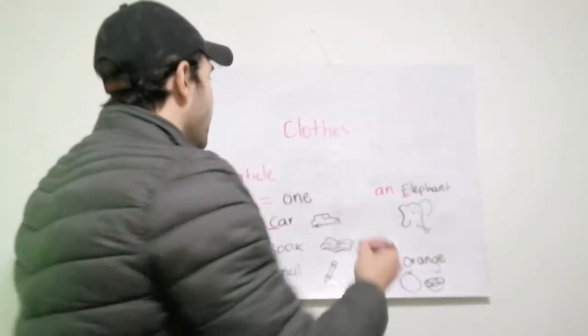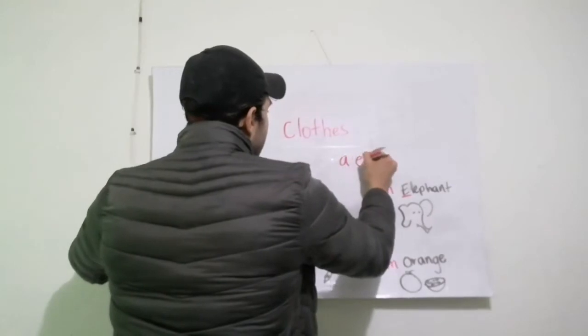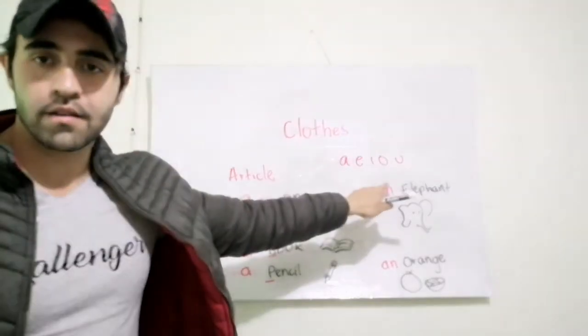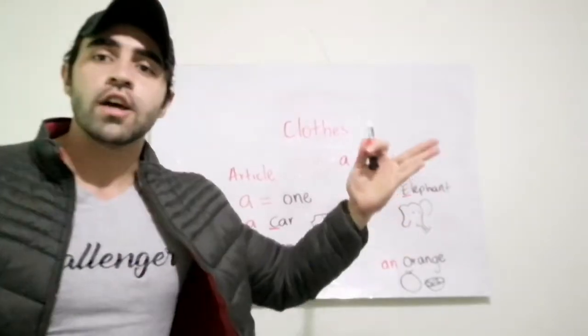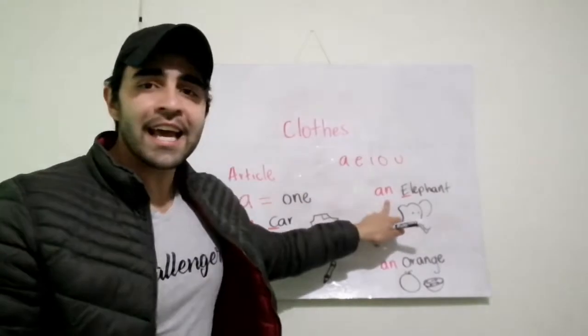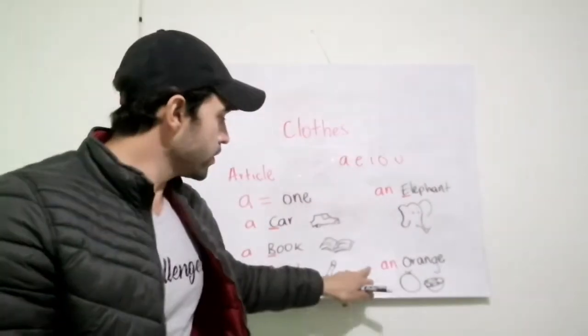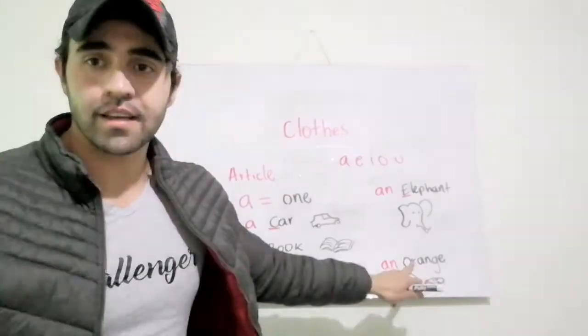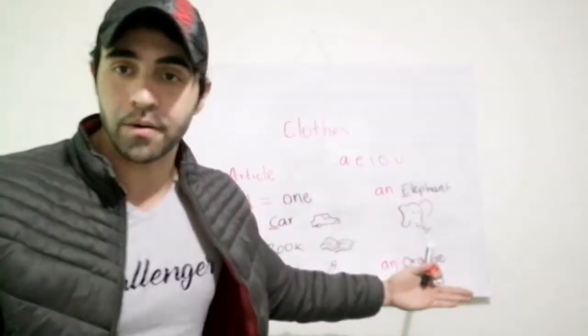Let's see what the vowels are. A, E, I, O, U. Those are the vowels in Spanish and in English. A, E, I, O, U. So you say an elephant, or you say an orange, yes? Because it's a vowel, right?